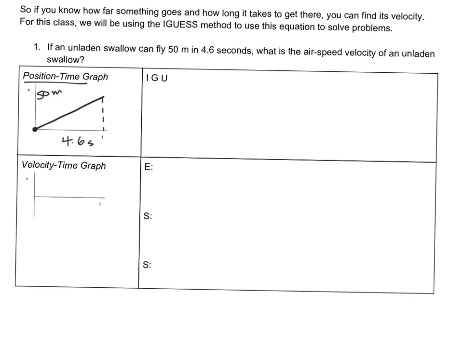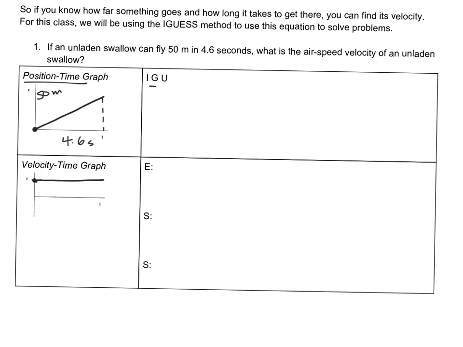So it goes 50 meters in 4.6 seconds. And our velocity time graph is just going to look flat because its velocity is going to be constant. And we're going to make it in the positive direction. And that's all there is to the I part of I GUESS.